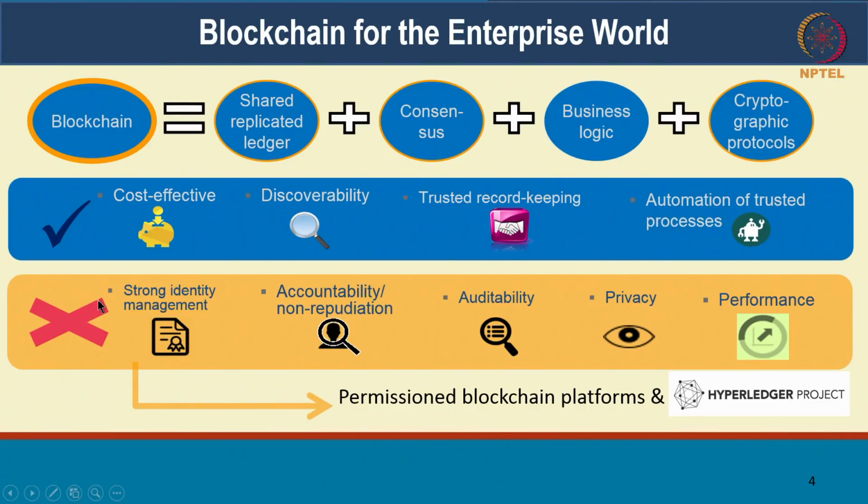For instance, permissionless networks do not give you strong identity management. It does not give you accountability, non-repudiation. It doesn't give you the ability to audit transactions. So an auditor should be able to come in and find out who exactly did what. And more importantly, there is no notion of privacy. So we will have one dedicated lecture speaking of different notions of privacy and how there are different capabilities in the security literature that provide some of these privacy guarantees.